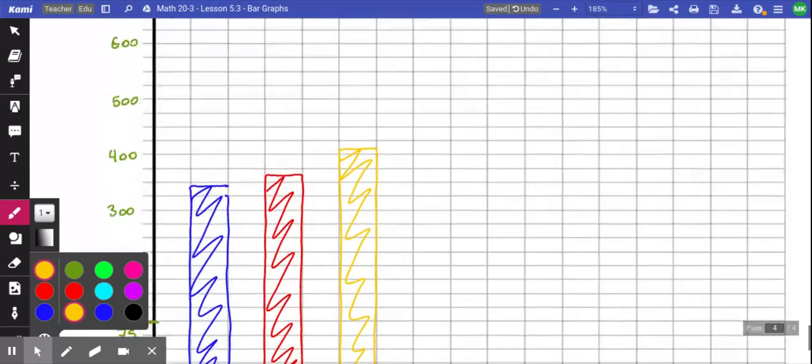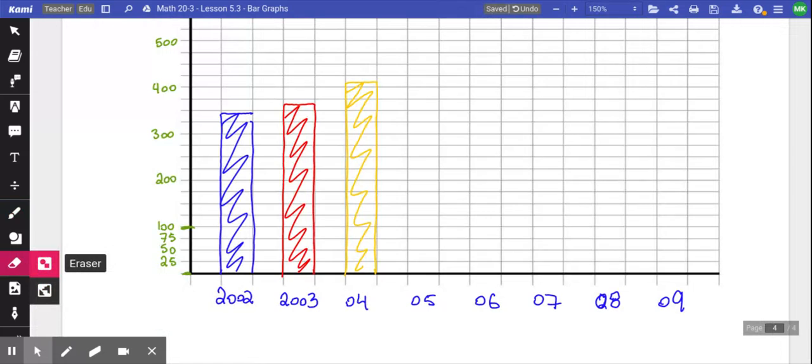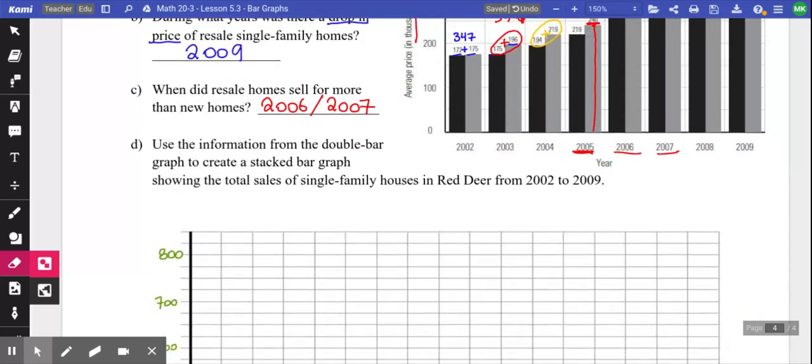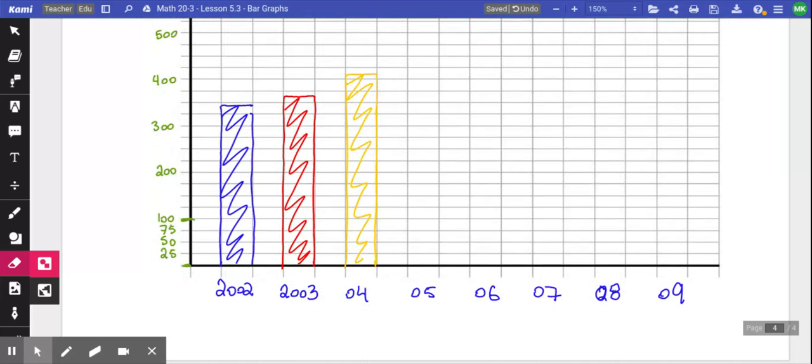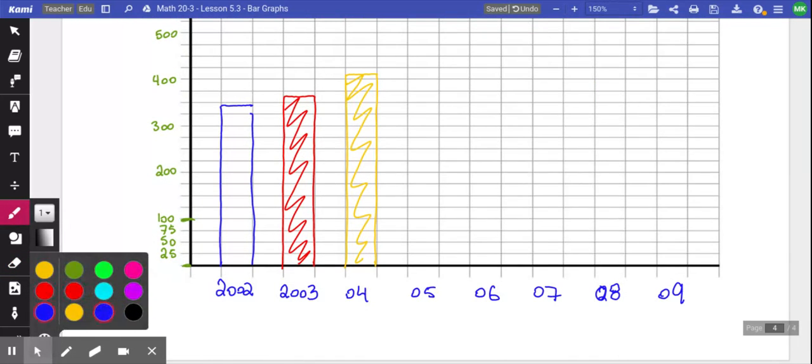What makes it a stacked bar graph is if I split this up. So in 2002, I need to make it very clear where one half starts and one half ends. So it said 172 of the houses were resale homes. So I should have a line at 172, which is right about there. And that should be shaded differently than the other part. And that makes it a stacked one.